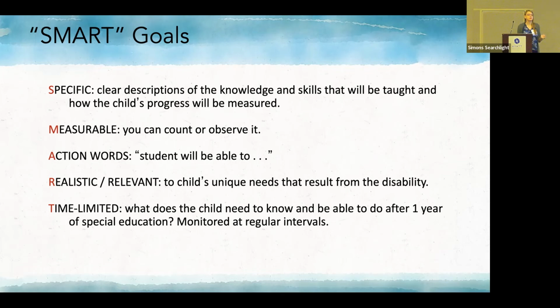Can we come up with something more specific, like Johnny is going to ask for a break when he becomes frustrated during X, Y, and Z activity with a reminder from the teacher? Then that's very specific. It's something he might actually be able to do. It's building a new skill, and we can measure that progress over time.